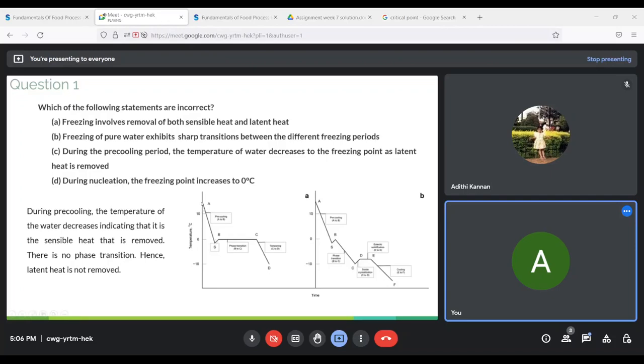So, in the pre-cooling period, it is the sensible heat that is being removed and not the latent heat. So, our C option is wrong. And in case of D, during nucleation, the freezing point increases to 0 degrees.